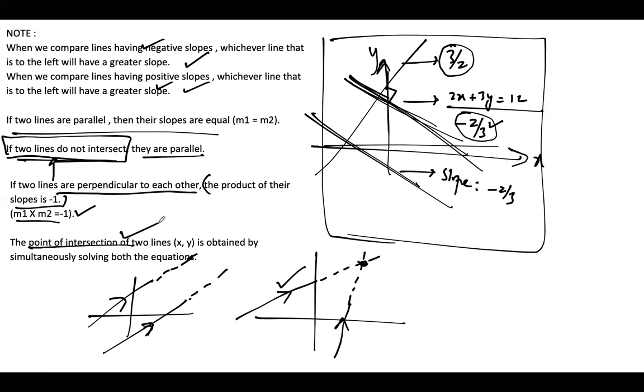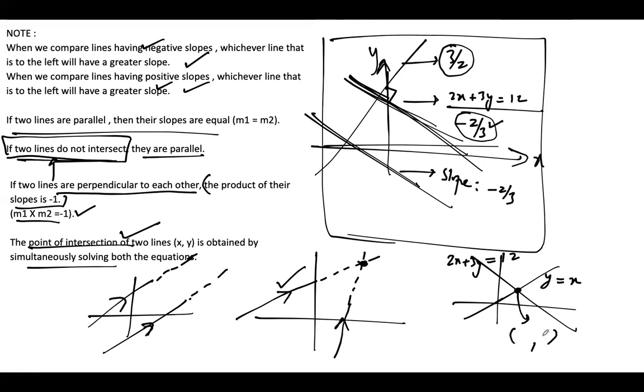The point of intersection of two lines is obtained by, let's say, there's one line which is 2x plus 3y is equal to 12, and there's one line y is equal to x. If we want to find where they are intersecting, what to do? We'll have to solve these two equations simultaneously and find the values of x and y. In this case, what kind of solutions are we going to get? Unique solution, many solutions, or no solutions? Unique solution. Only one pair of x and y. Good.